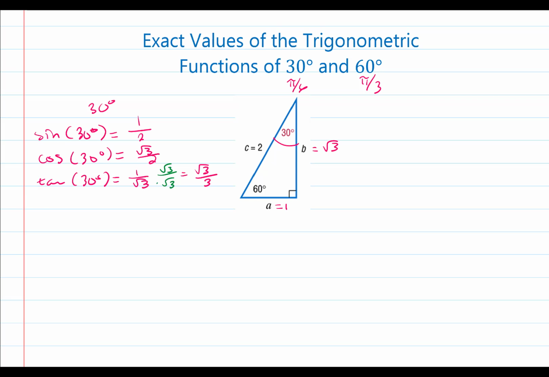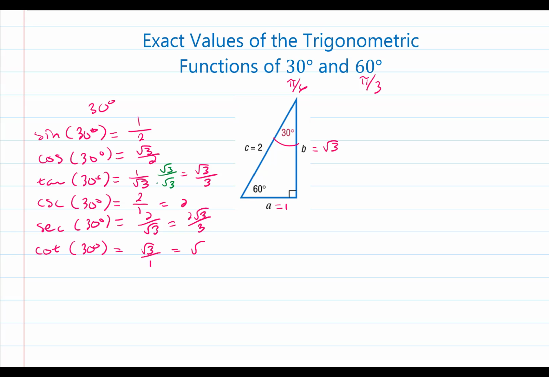Next, we want to find the cosecant of 30 degrees, which is equal to the reciprocal of sine, or 2 over 1, which is equal to 2. Secant of 30 degrees is equal to the reciprocal of cosine, which is 2 over square root of 3, and this gives us a value, once we rationalize the denominator, of 2 square root of 3 over 3. And then finally, we have cotangent of 30 degrees, which is the reciprocal of tangent, or square root of 3 over 1, which is equal to just square root of 3.